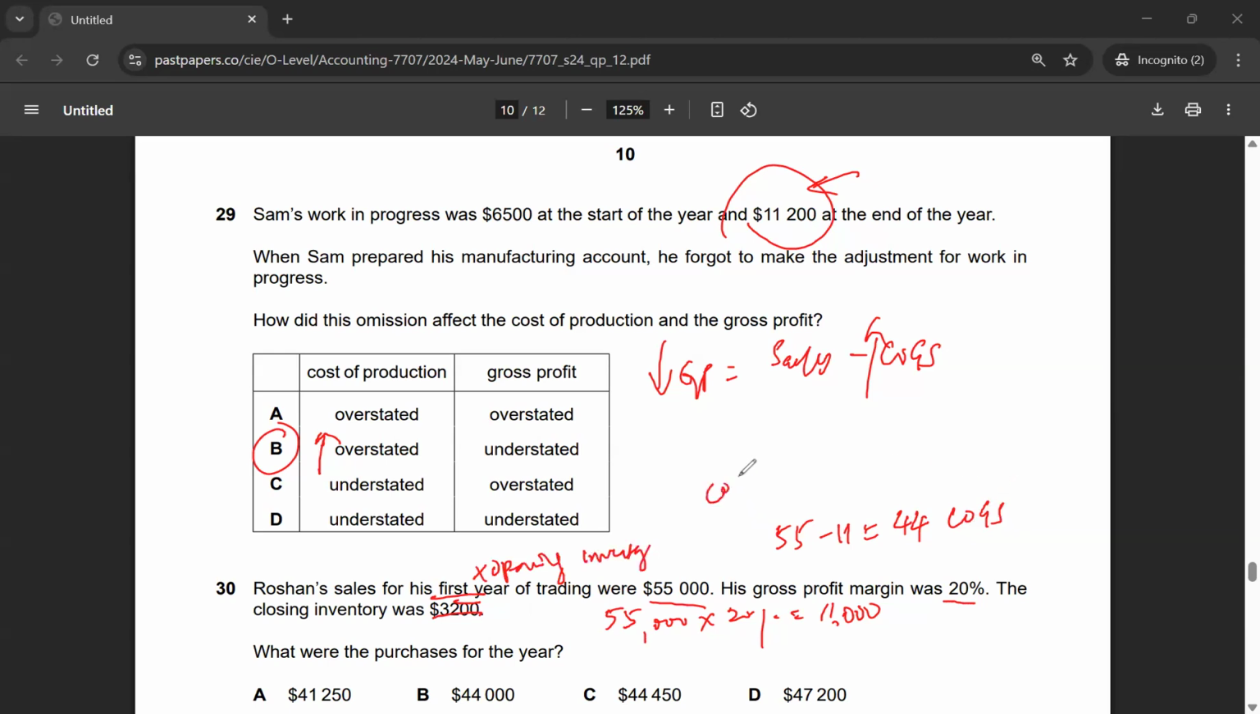How do we calculate COGS? COGS is opening inventory plus purchases minus the closing inventory. We have COGS as 44,000. I just need to add 3,200 to this. So we will add 3,200 to this. So this will give me 47,200. So the correct answer for multiple choice 30 is going to be option D. Right. Just if you remember the equations and formulas, this question is fairly easy to compute.